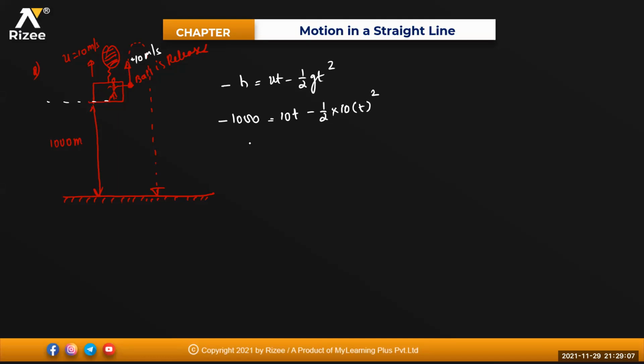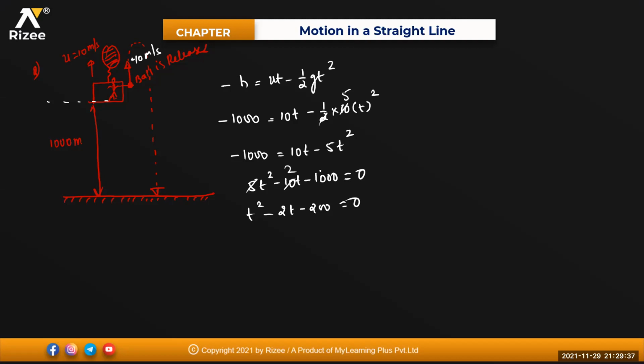Isn't it? So now if I'm simplifying this one, see how much I'll be getting. 2 ones are, 2 fives are 10. So minus 1000 is equals to 10t minus 5 into t square. If I write this, 5t square minus 10t minus 1000 is equals to 0. If I simplify this, it will become t square minus 2t minus 200 is equals to 0, because it is going in the fifth table.